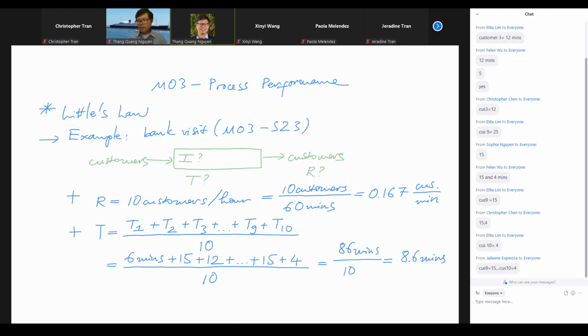You cannot say 8 minutes per customer, because the flow time just tells us how long on average a customer will stay in the bank. So the average flow time in this case is 8.6 minutes. Whereas the flow rate has to be per something, because that's a volume per time unit. Otherwise, we will not know how much it flows through.